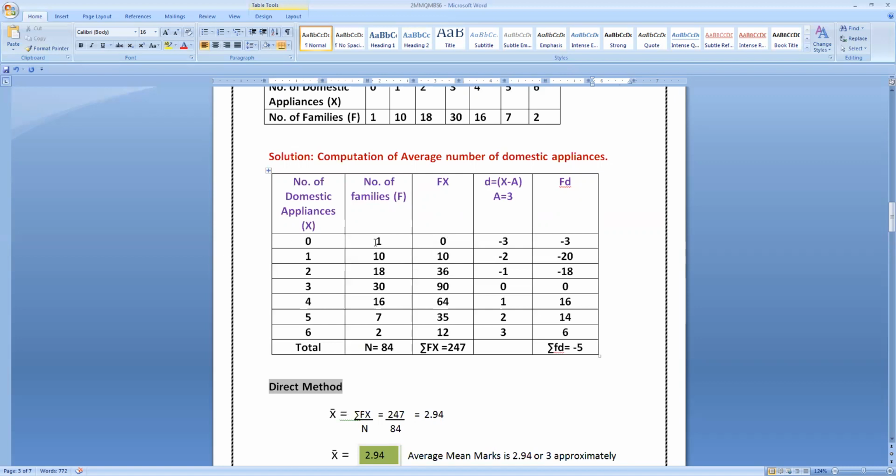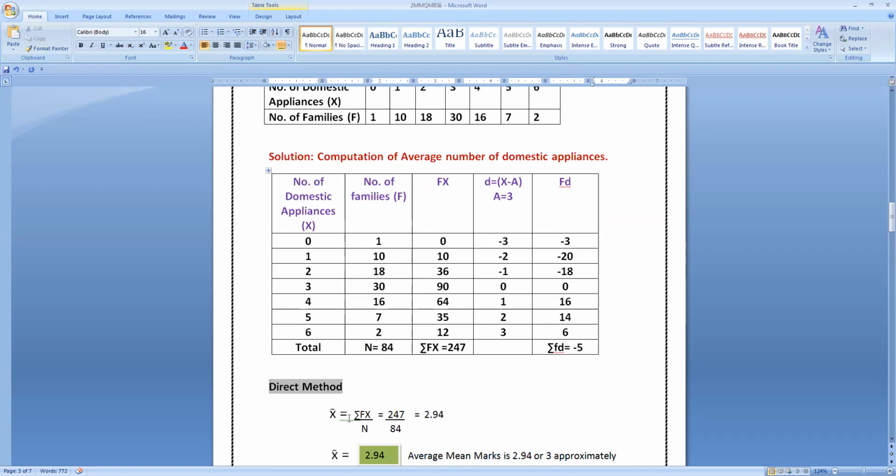Let us go for multiplying the f into x column. 0 into 1 is 0, 1 into 10 is 10, 2 into 18 is 36, 30 into 3 is 90, 16 into 4 is 64, 7 into 5 is 35, 6 into 2 is 12. The total of all the fx column, that is summation of fx, is nothing but 247.